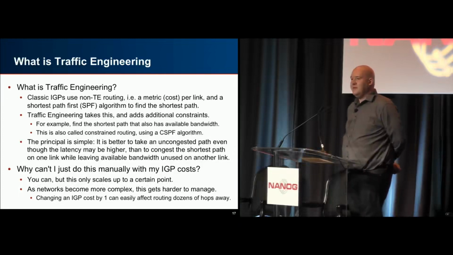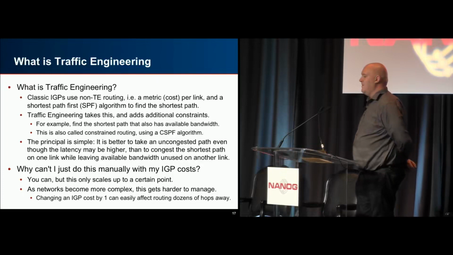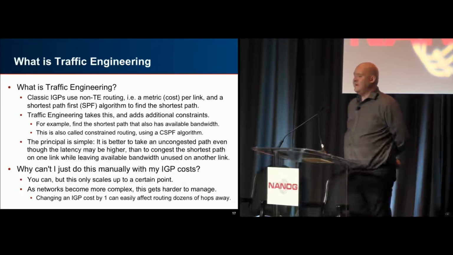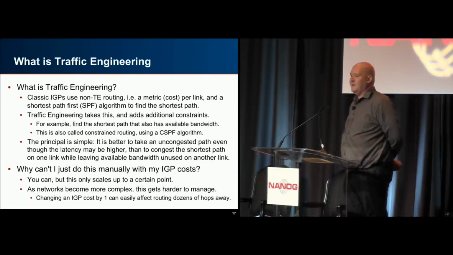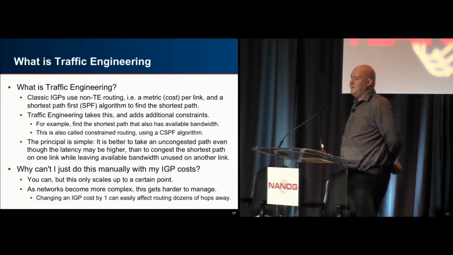But traffic engineering takes this and adds another constraint to it. So it uses something called CSPF, a constrained SPF algorithm. And the principle is simple. It's better to take an uncongested path even though the latency might be higher than a congested path with the latency lower. So trying to deliver a packet over a congested path that drops it is worse than taking it over a longer path. So why can't you do this manually with your IGP costs?